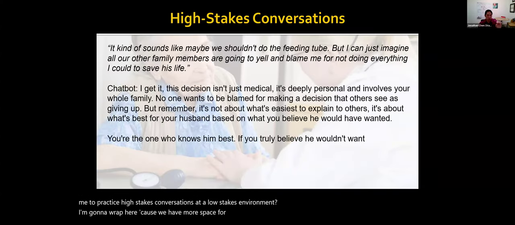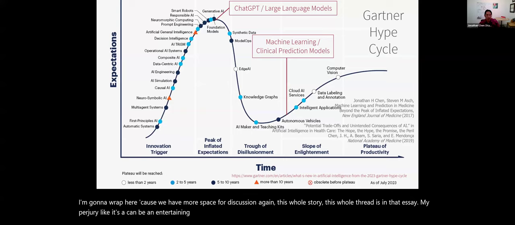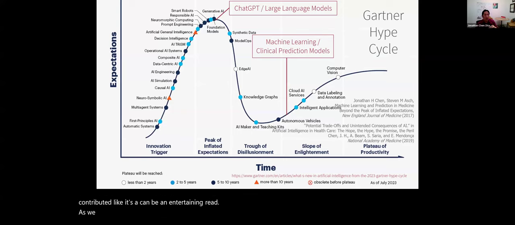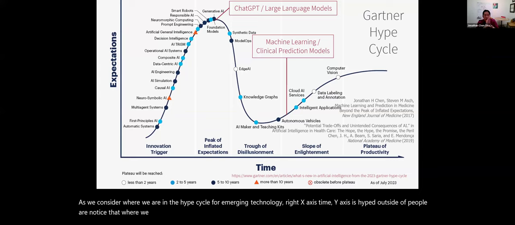Again, this whole story, this whole thread is in that essay. I encourage you to read it. It can be an entertaining read. As we consider where we are in the hype cycle for emerging technology, right? X-axis time, Y-axis is hype, how excited people are. Notice that where we are right now, just cresting over the peak of inflated expectations, are generative AI and foundation models, other words for these types of systems, ChatGPT and large language models.